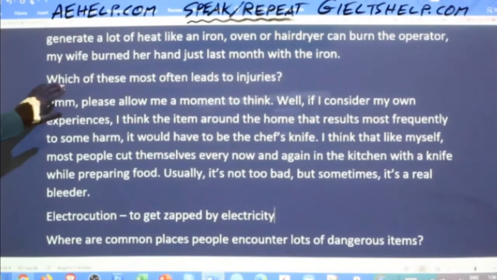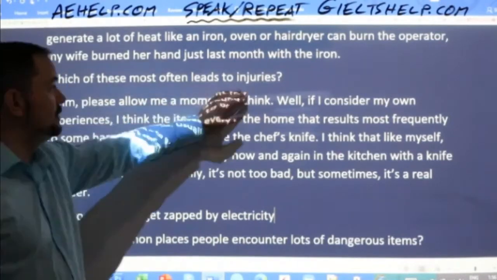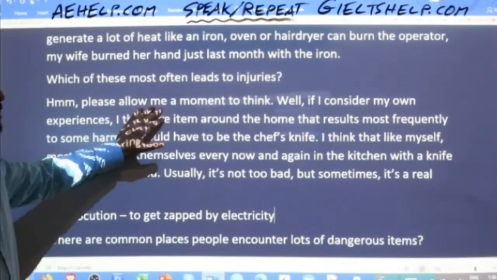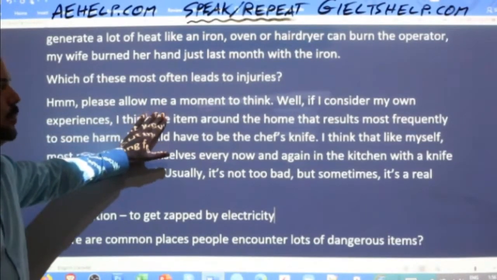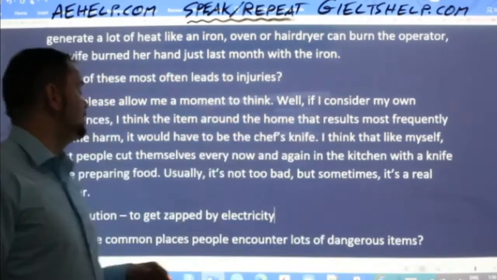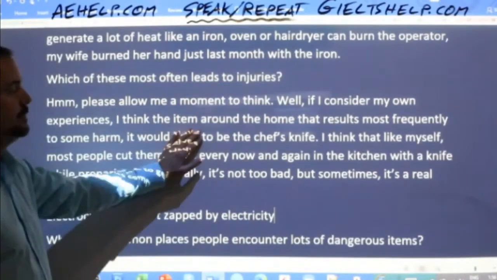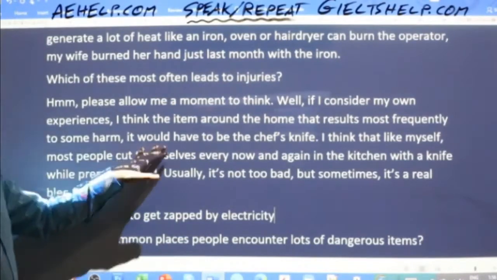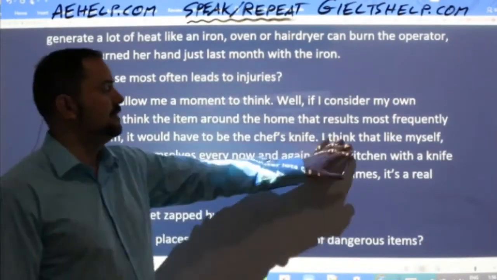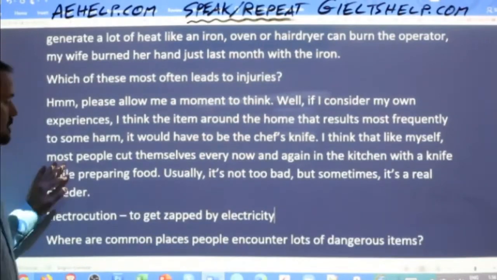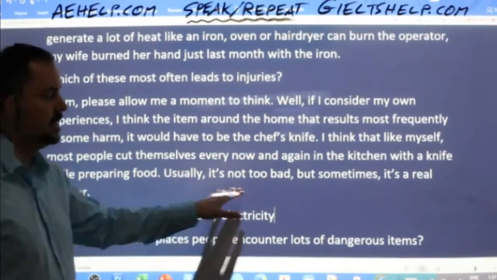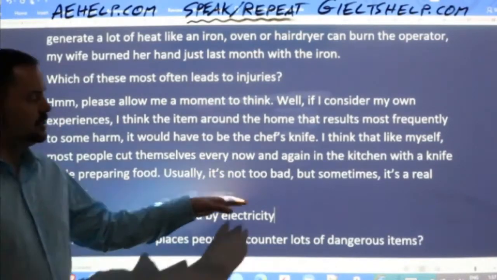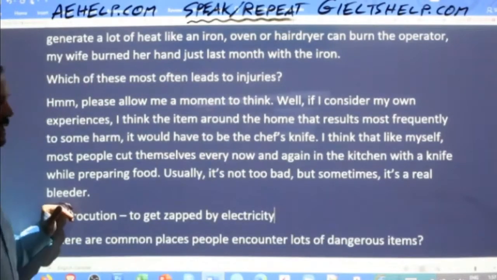Here we go. So repeat after me. Which of these most often leads to injuries? Please allow me a moment to think about that. Well, if I consider my own experiences, I think the item around the home that results most frequently in some harm would have to be the chef's knife. I think that, like myself, most people cut themselves every now and again in the kitchen with a knife while preparing food. Usually it's not too bad, but sometimes it's a real bleeder.